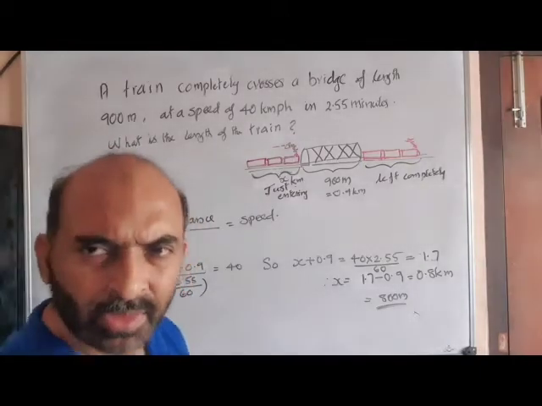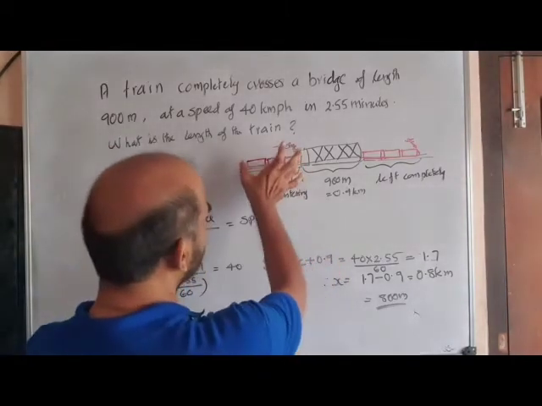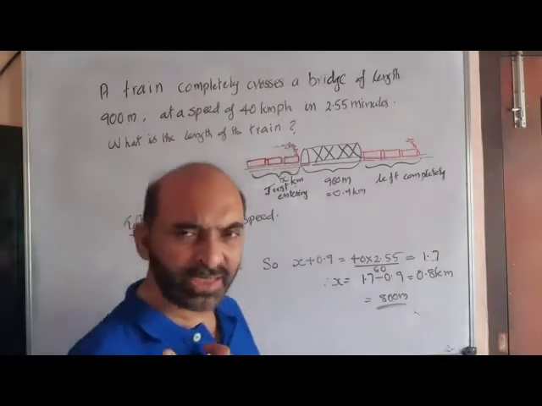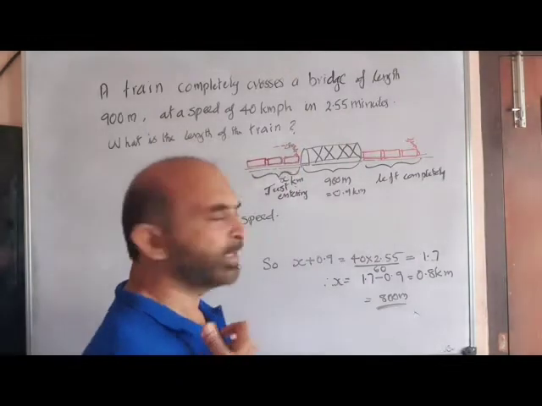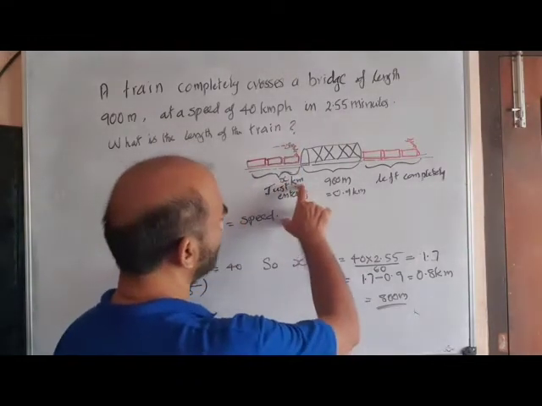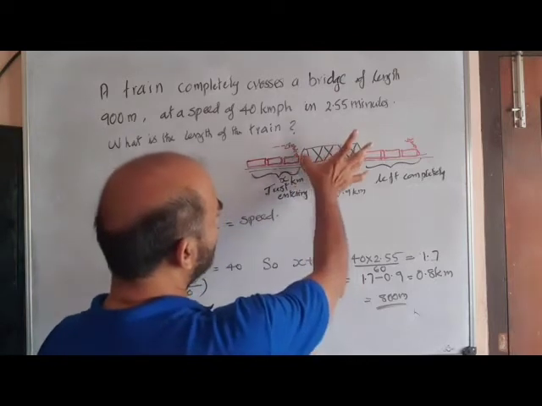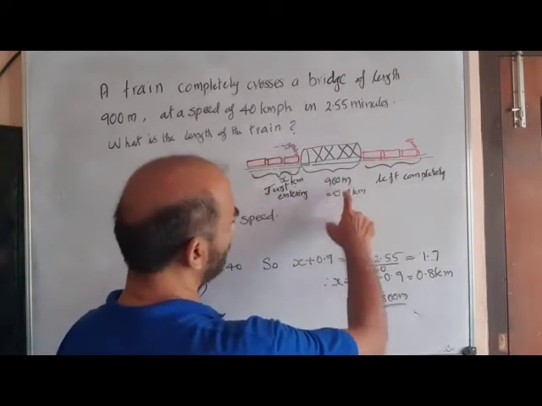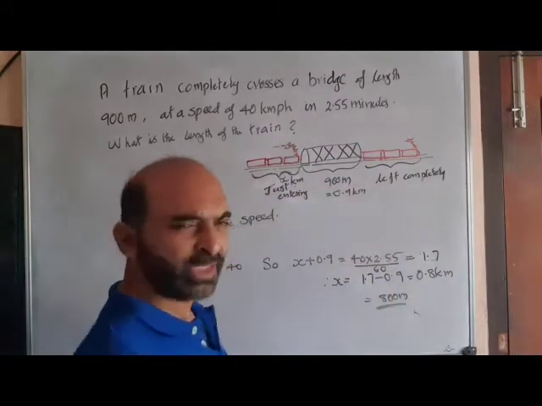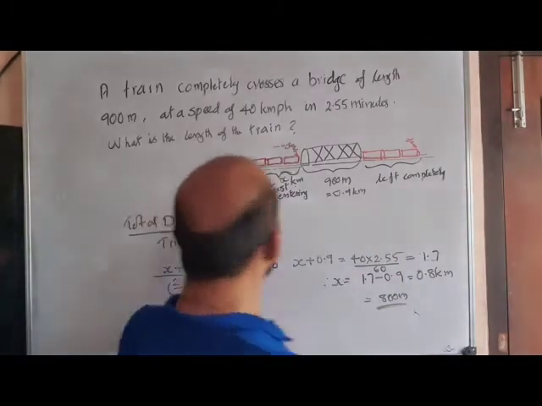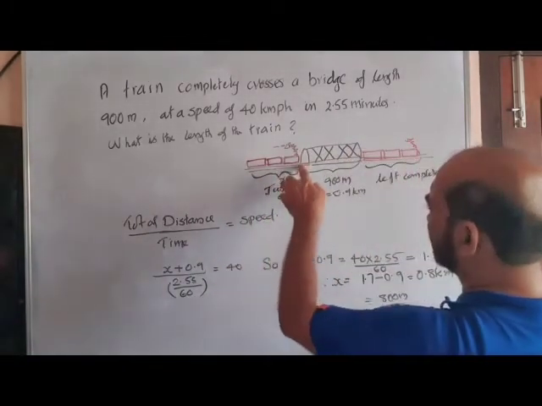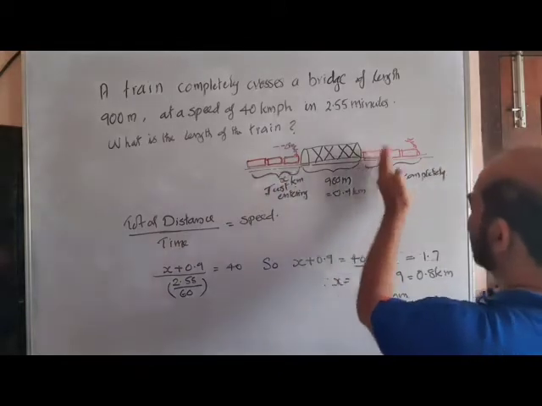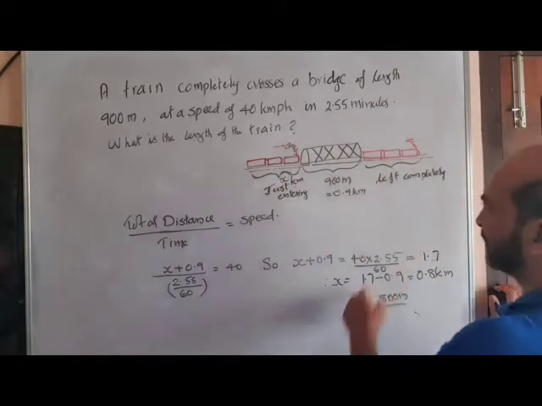Okay, let's illustrate the thing. This is the train and its length has to be determined. Let it be x kilometer. The bridge's length is 900 meter or 0.9 kilometer. What is meant by completely leaving? See, this is just entering. And this is the state when it is completely left.